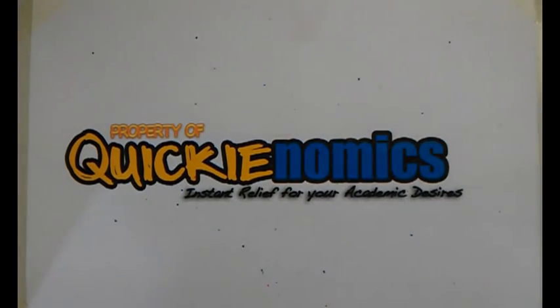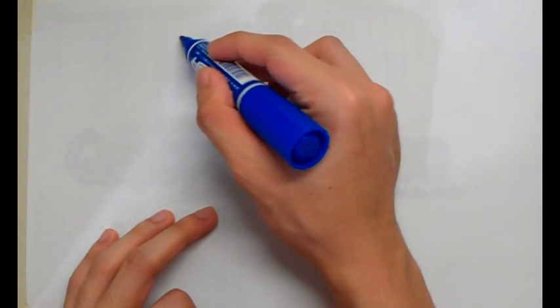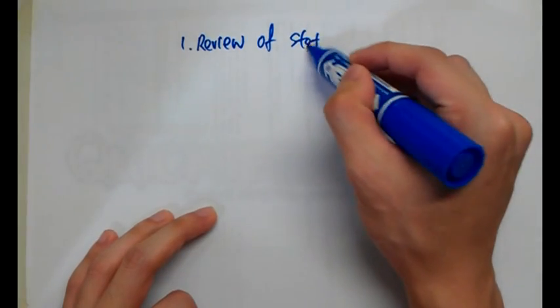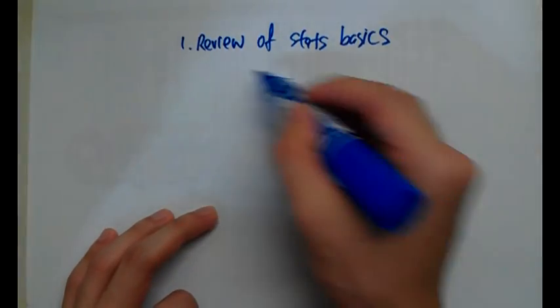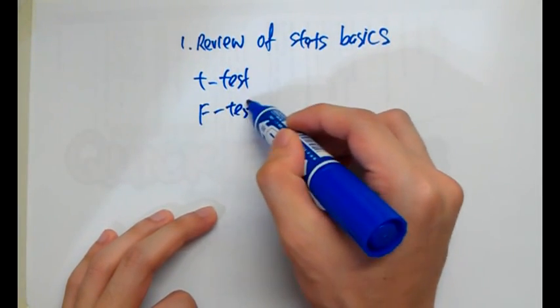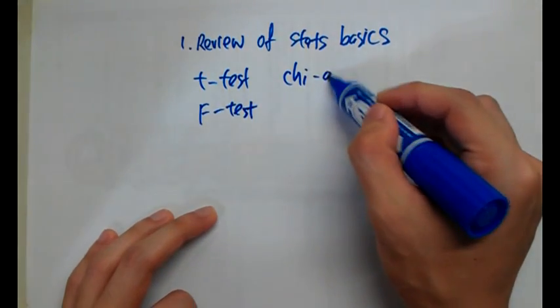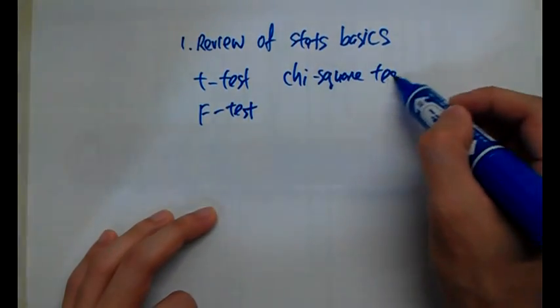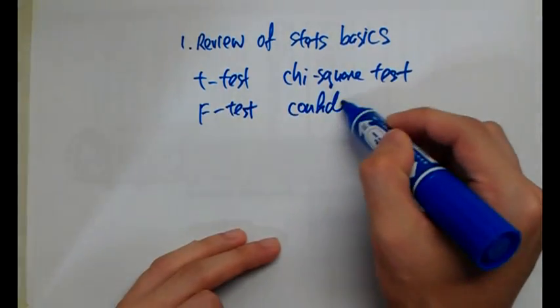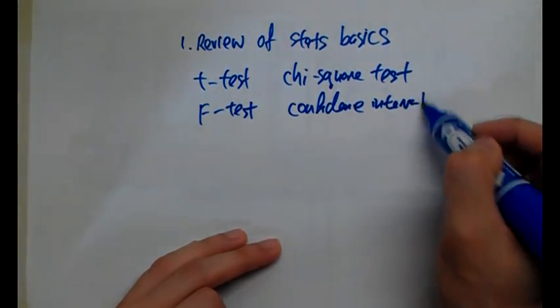during class. So the first thing that you are going to be learning, if you are in the same institution as I am, is what's going to happen first. The first 3 to 4 weeks, you're going to start with the review of stats basics. You're going to learn things like your t-test, your f-test, your chi-square test, and how to construct confidence intervals.